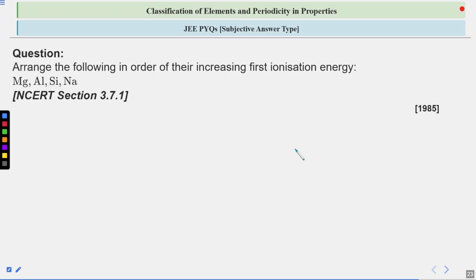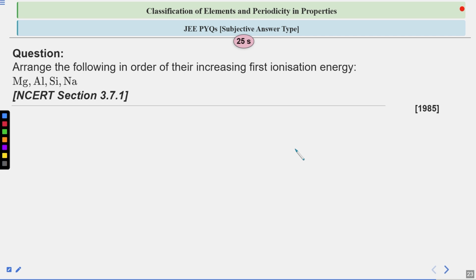Arrange the following in increasing order of first ionization energy. Now this one is a good one to solve: magnesium, aluminium, silicon and sodium. So this was again asked in 1985. You have to arrange them in the order of first ionization energy.